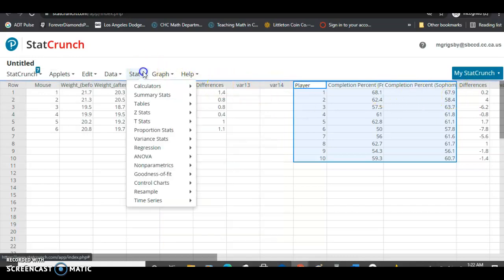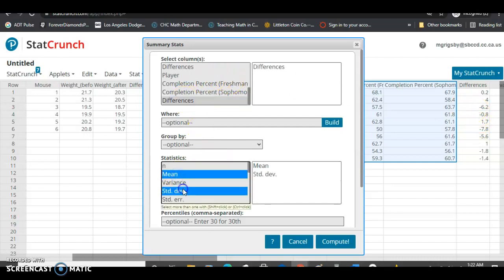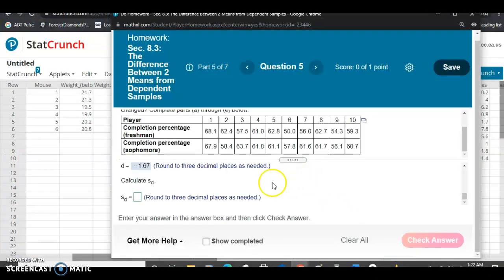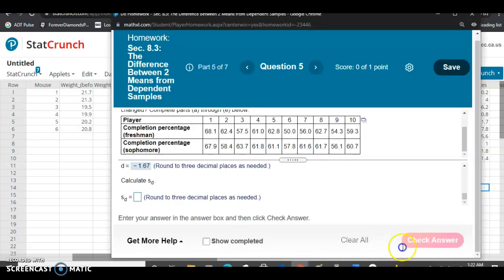To get the standard deviation of those differences, we need to go to the Stat menu, select Summary Stats, select Columns, and then select the column that contains these differences. It should be the last column on the list. You can select the mean and standard deviation, although we already have the mean. In this box you have the standard deviation, 3.778. I'm assuming it wants 2 decimal places, so 3.78. Okay, it does want 3 decimal places, so 3.7789 rounds to 3.779.